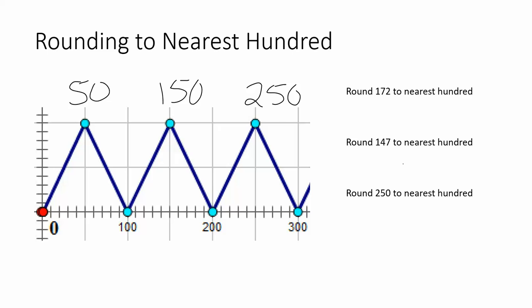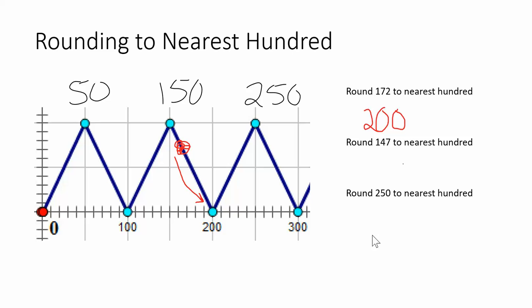The first problem says we want to round 172 to the nearest hundred. We need to estimate where 172 would be on my number line. Well, 172 is between 150 and 200. So 172 would be about here. Now we're going to imagine that it slides. Well, it's going to slide down into this valley. So 172 would slide to the 200 valley. So rounding to the nearest hundred gives us 200.